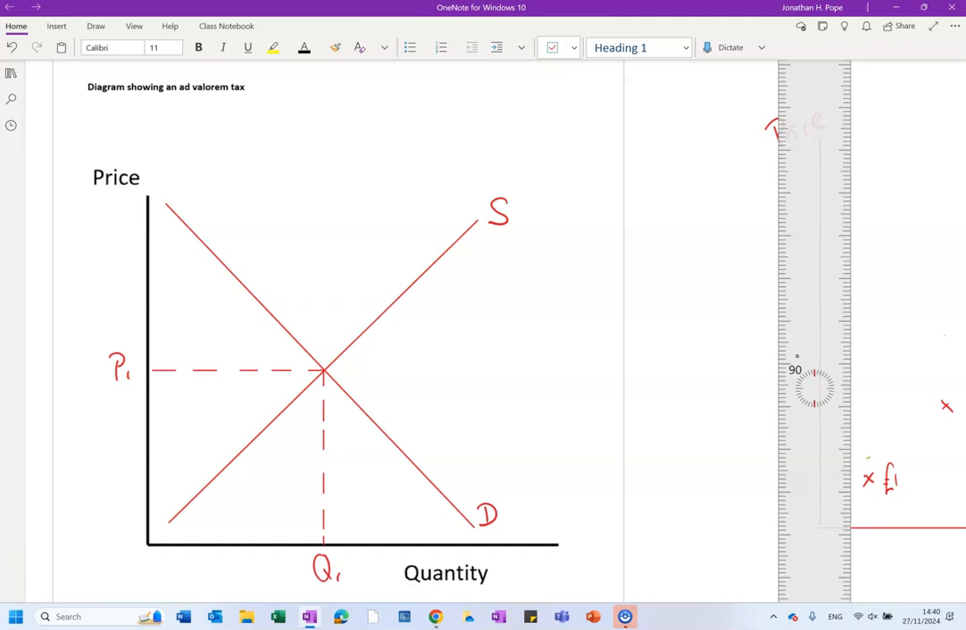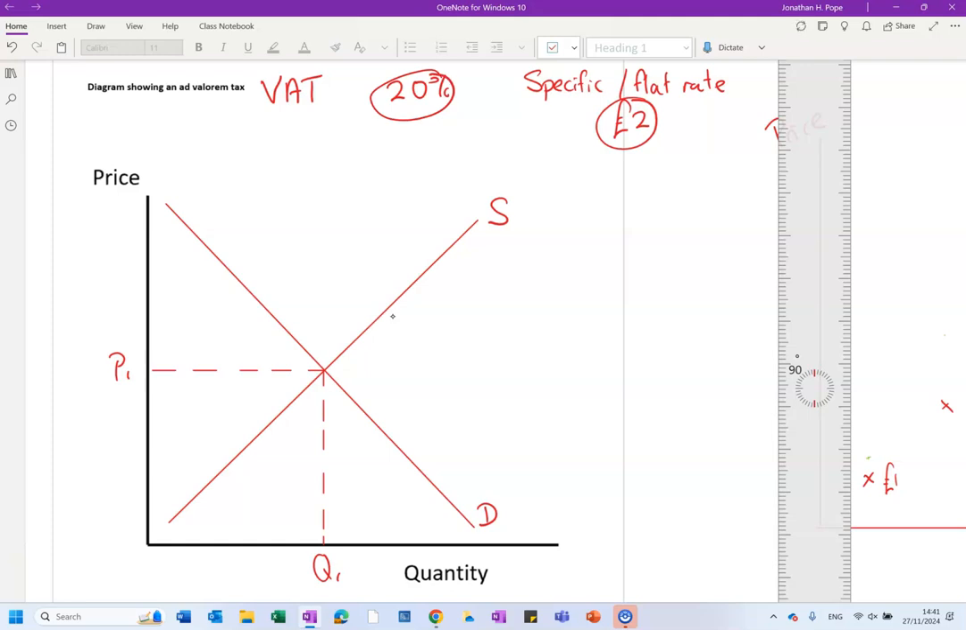Ad valorem literally means according to the value of the good, and this is often known as VAT, value added tax in the UK, which is 20% on top of the price of the good and service. Now that's very different to what we said before for a specific or flat rate tax, which is the same amount of money no matter what the price of the good is. So that, for example, could be £2. So we're really looking at what the difference is between percentage of the price versus a flat rate tax.